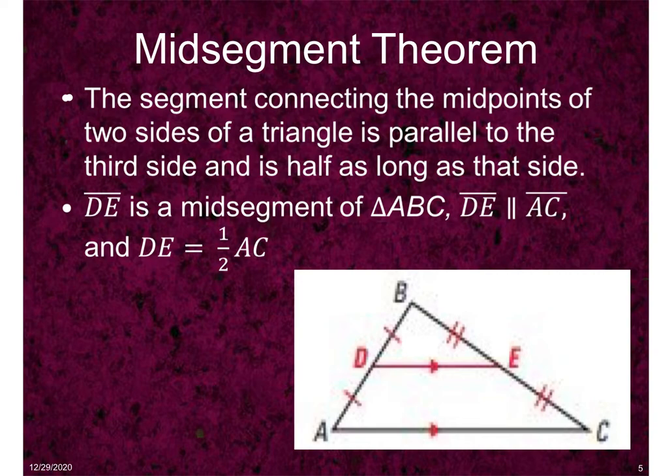Now, not only is it going to be parallel to one of your sides, but it's also exactly half of the length of the side. So DE is exactly half the length of what AC is. So there's 2 parts to this theorem. There's the parallel part, and then there's this formula where whatever side it was parallel to, it's also going to be half the length of that side.